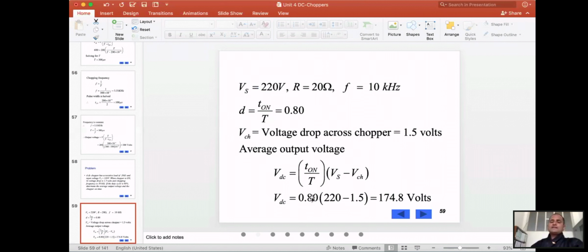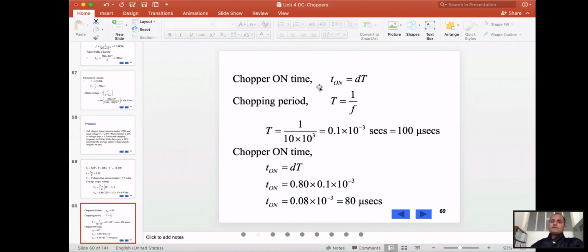So we know that VDC is equal to T on divided by T, which is the duty cycle, 0.8, times 220 minus 1.5. There is a drop across the chopper also. So your output voltage is 174.8 volt.